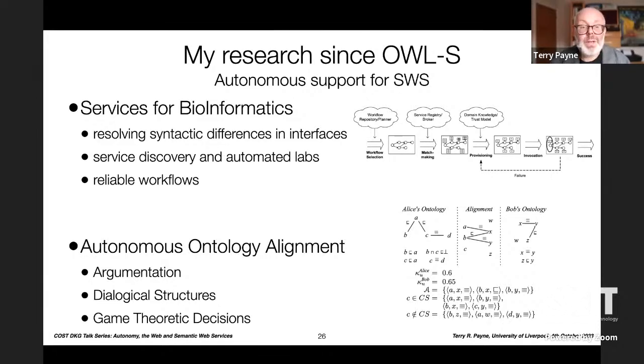One example would be for services within bioinformatics. So, some of the early work there was just finalizing some of the syntactic interoperability problems and looking at how we could actually discover services to bring together for complex workflows. But what was realized was that the web is a great infrastructure, but very occasionally web requests fail. There's no guarantee.